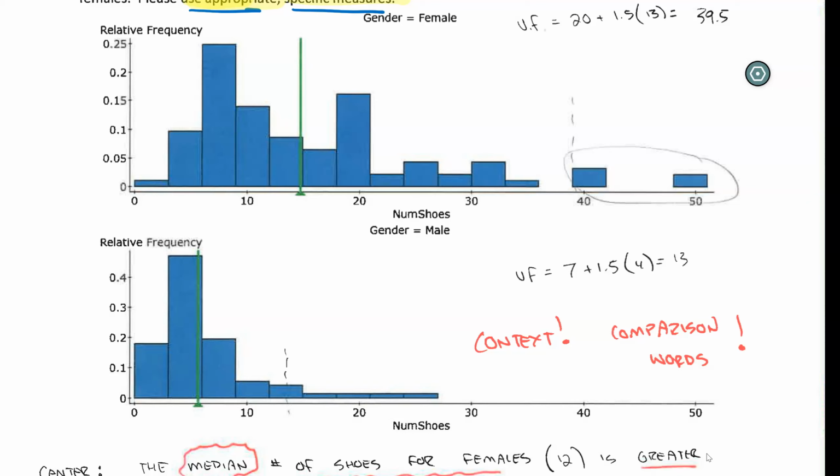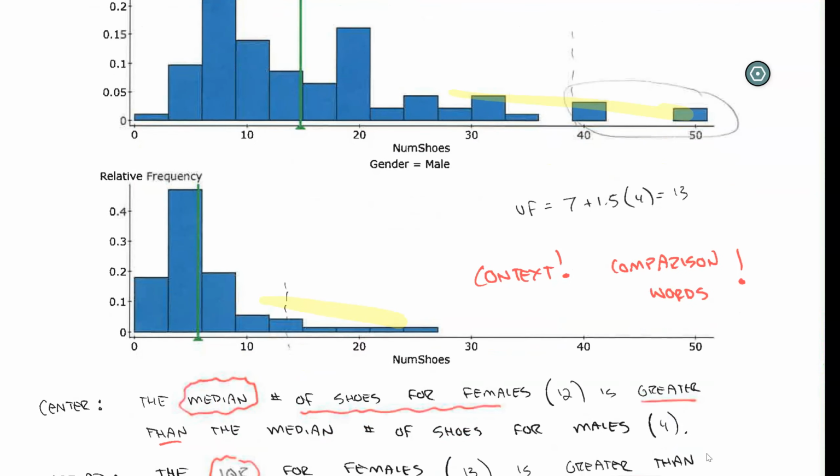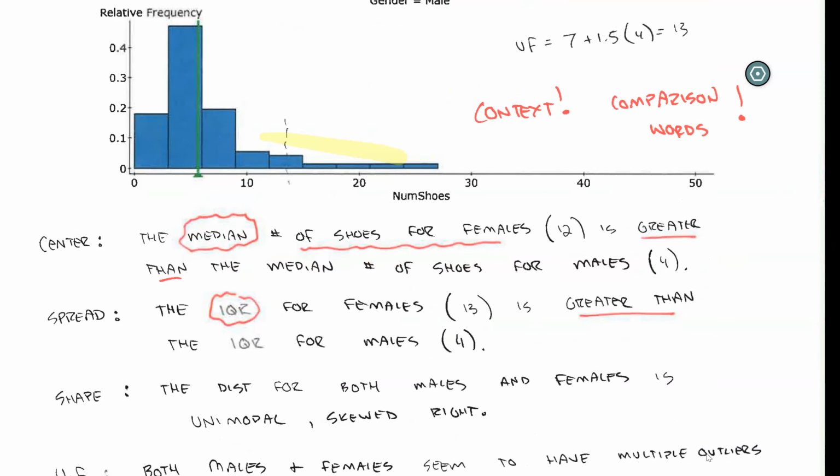These distributions are both strongly skewed to the right. So you should not be using the mean and the standard deviation. So I said the median number of shoes for females, 12, is greater than the median number of shoes for males, 4. Okay? What's important? I used the appropriate measure. I did not use the mean. I use context, and I use a comparison word. Okay? These are important points, guys.